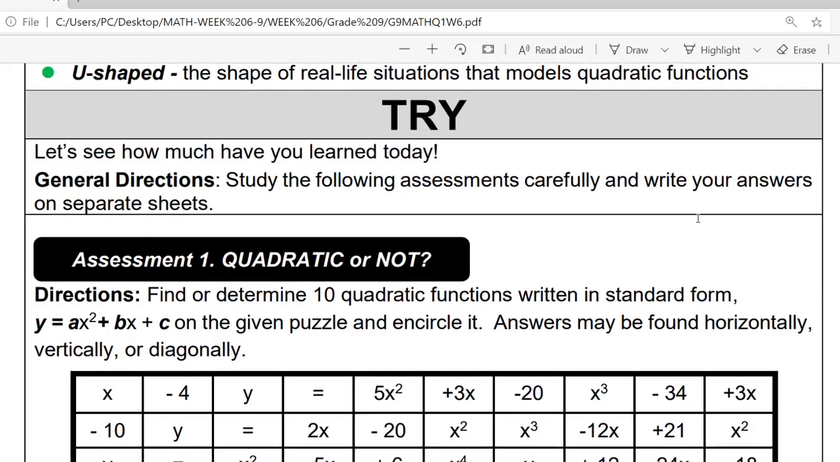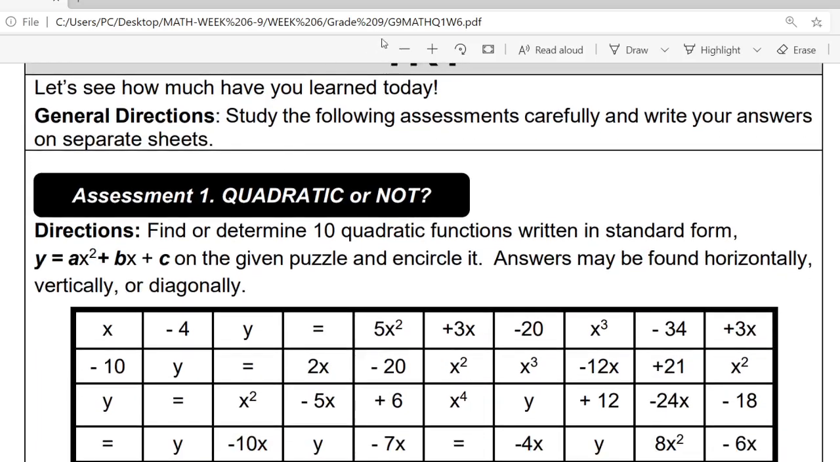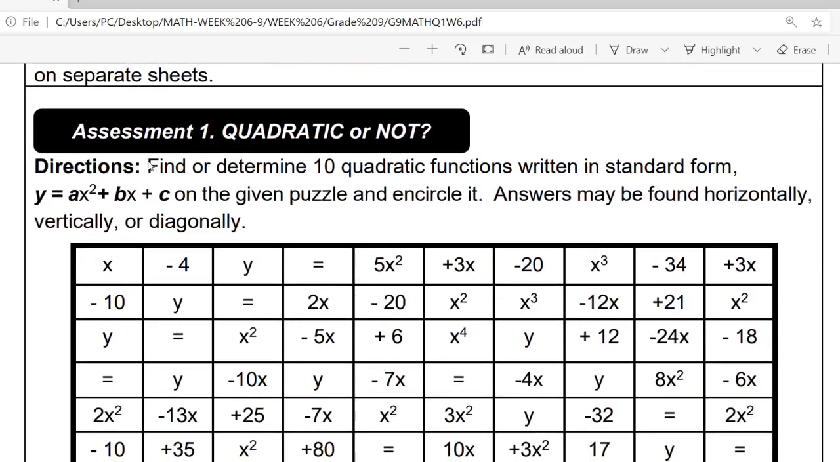Okay, so let's see how much you have learned from the lesson. Study the following assessment carefully and write your answers on a separate sheet. Since you don't have the assessment sheets, you're going to write it on separate sheets. Assessment one, you just choose if it is quadratic or not. Direction: find or determine 10 quadratic functions written in standard form, which is in this form. Okay, 10 quadratic functions written in this form on the given puzzle and encircle it.